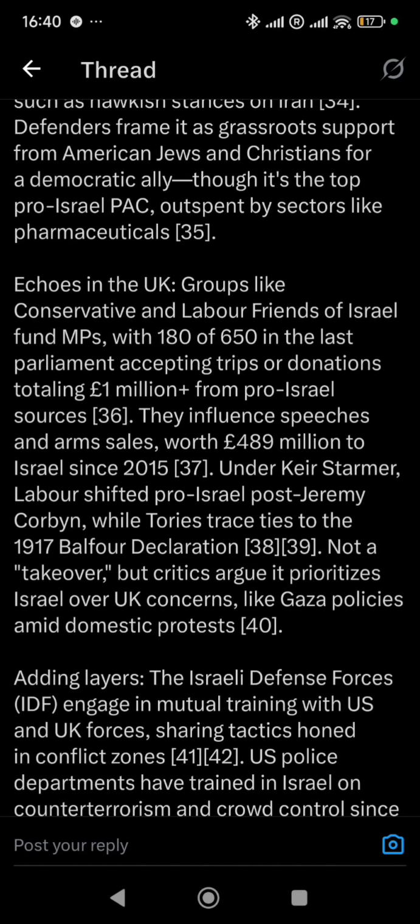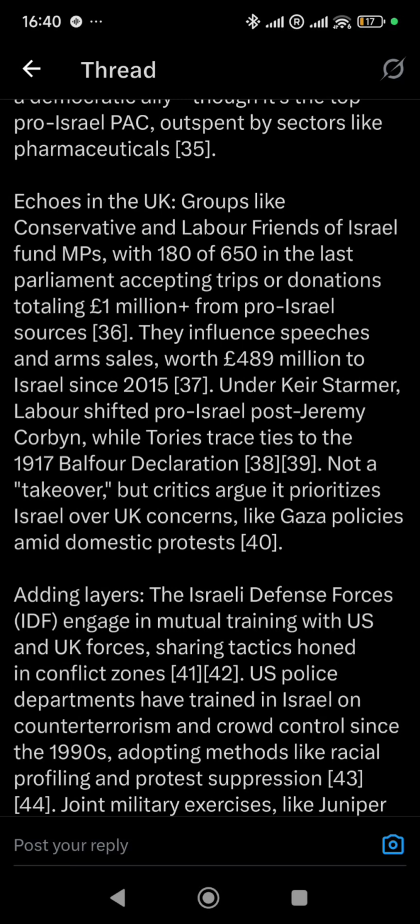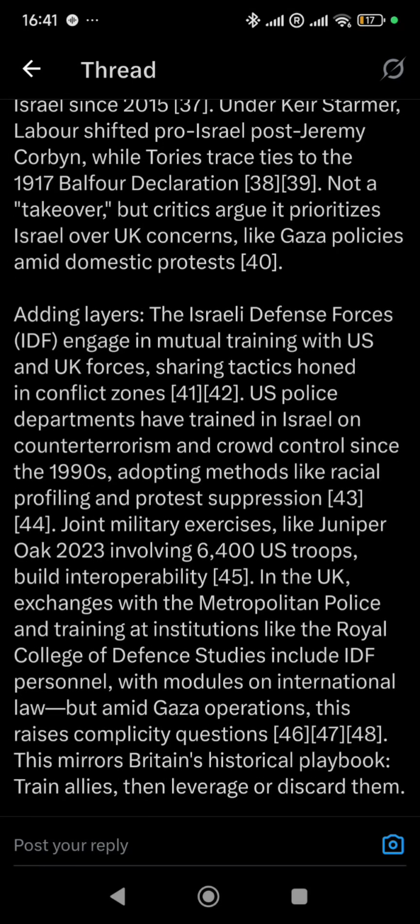Echoes in the UK. Groups like Conservative and Labour Friends of Israel fund MPs, with 180 of 650 in the last parliament accepting trips or donations totaling £1 million from pro-Israel sources, reference number 36. They influence speeches and arms sales worth £489 million to Israel since 2015, reference number 37. Under Keir Starmer, Labour shifted pro-Israel post-Jeremy Corbyn, while Tories trace ties to the 1917 Balfour Declaration, references 38 and 39. Not a takeover per se, but critics argue it prioritizes Israel over UK concerns, like Gaza policies amid domestic protests, reference number 40.